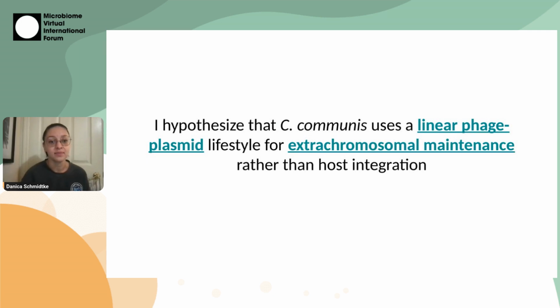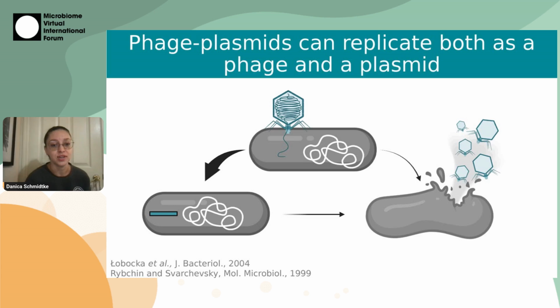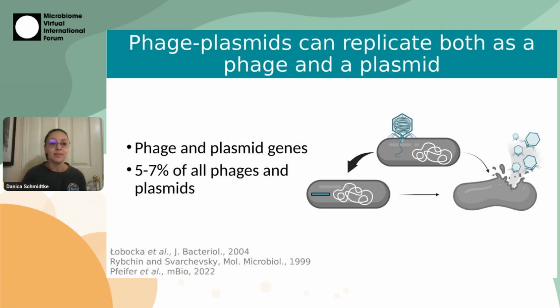And so looking at some genomics and trying to understand this phage, I hypothesized that C. communis might use a phage-plasmid lifestyle for extrachromosomal maintenance rather than integrating into its host genome. And so phage-plasmids are essentially just these elements that can replicate both as a phage and as a plasmid. And we typically characterize them by looking in phage genomes for plasmid-originating genes and plasmid genomes for phage-originating genes. And it's thought that actually 5 to 7% of all phage and plasmid genomes that are available in public databases are actually phage-plasmids.